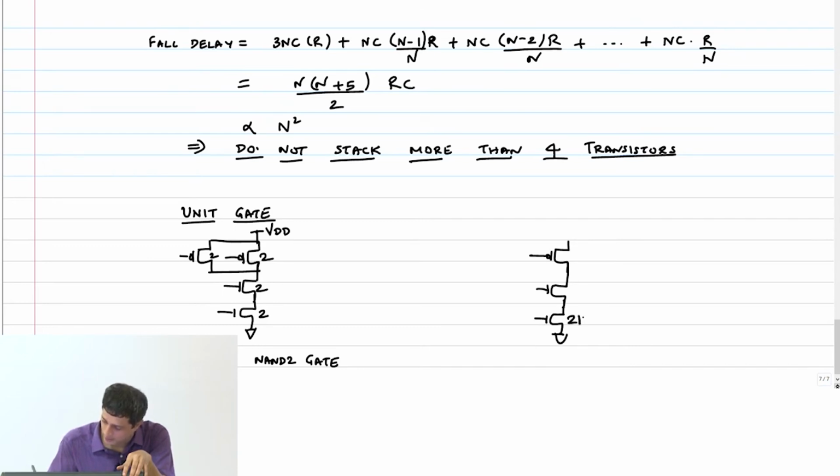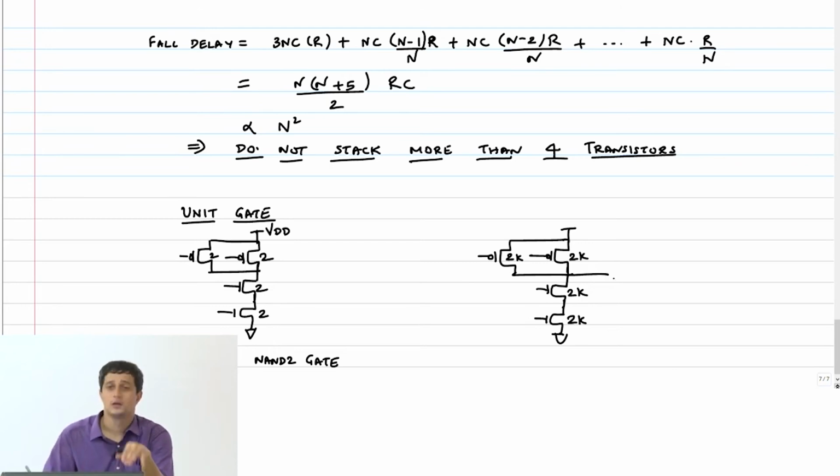k. So I'll make this 2k, 2k, 2k, 2k. Okay. Now I want you to calculate the 4 components of delay for this configuration: rise, fall, propagation, contamination, delay.